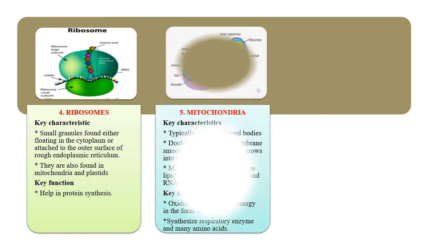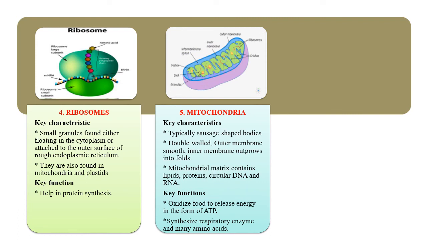Mitochondria. Key characteristics. Typically sausage-shaped bodies. Double-walled, outer membrane smooth, inner membrane outgrows into folds. Mitochondrial matrix contains lipids, proteins, circular DNA and RNA. Key functions. Oxidize food to release energy in the form of ATP. Synthesize respiratory enzyme and many amino acids.